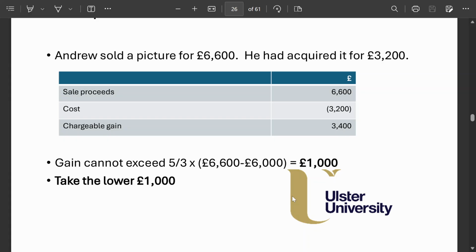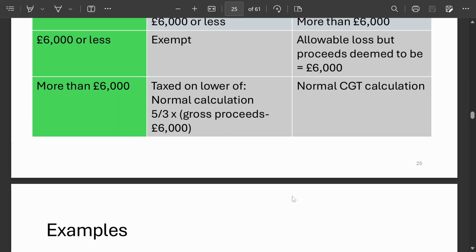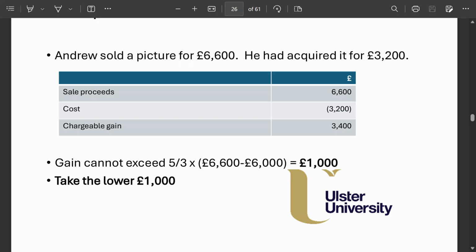Okay, so here's an example. This is falling in the bottom left corner, so we have to apply this rule: lower of A or B. So first let's do the normal calculation.